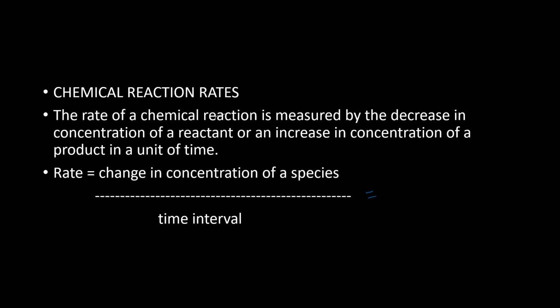Now let's see how we can calculate a reaction rate. We already learned that the rate of a chemical reaction is measured either by the decrease in concentration of reactant or by the increase in concentration of product with time. So we can write an equation: rate is equal to the change in concentration of a species, where species means either reactant or product, divided by the time taken for that change.